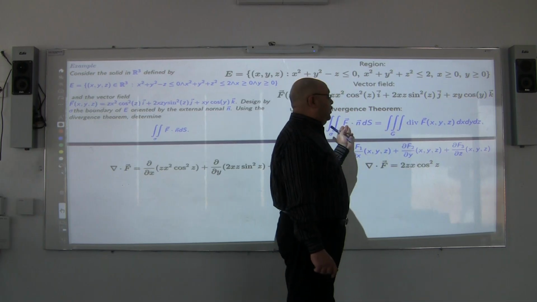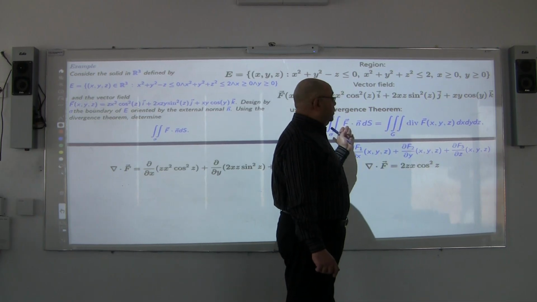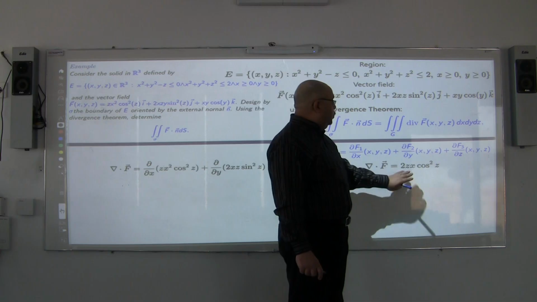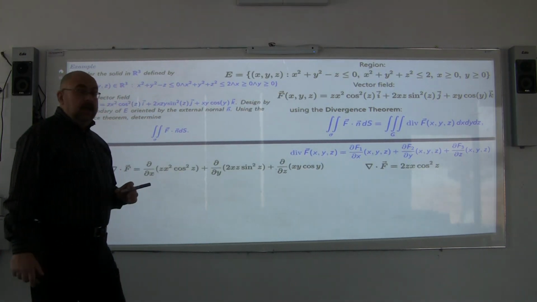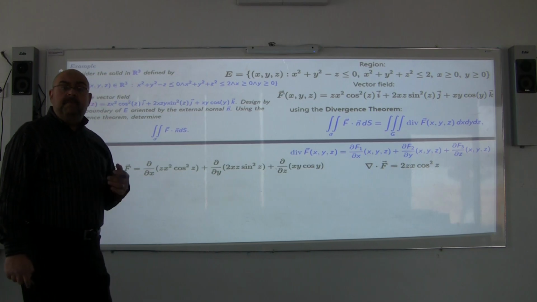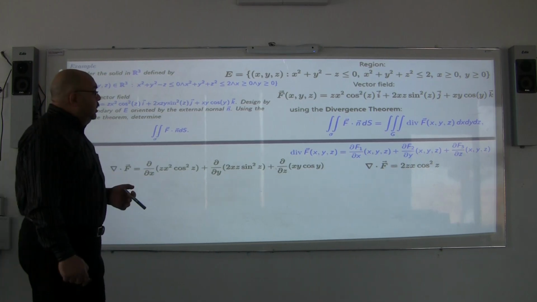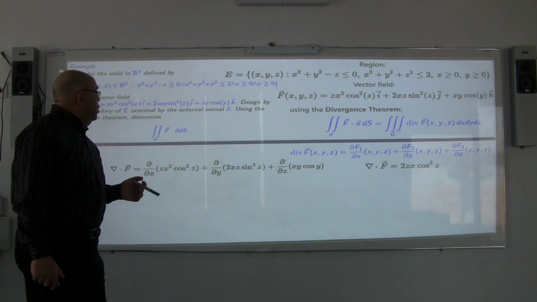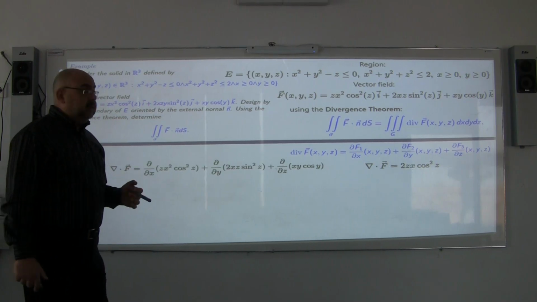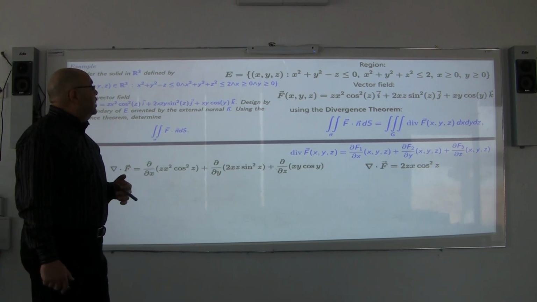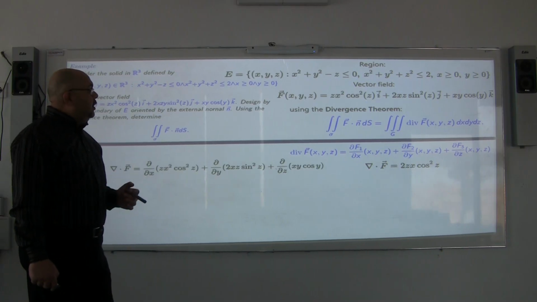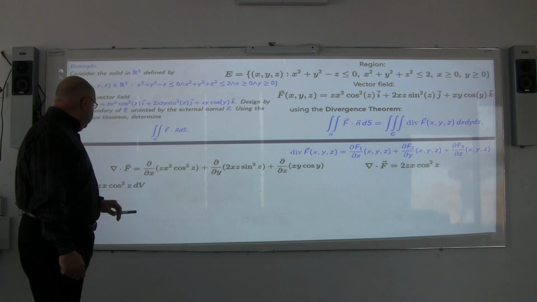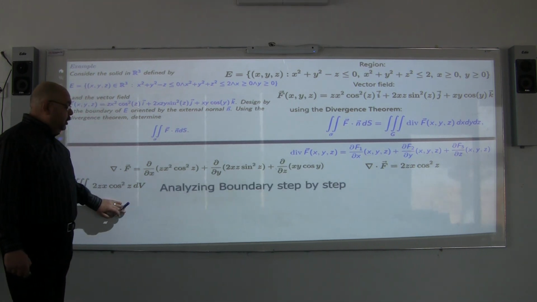Instead of dealing with the vector field all over with the surface integration, I will use the divergence as it is. Now, the main point is to imagine the boundary. The boundary is a paraboloid, which is intersected with a sphere, and it is in the part where x is greater than or equal to 0 and y is greater than or equal to 0. That's the volume integration that we are dealing with.